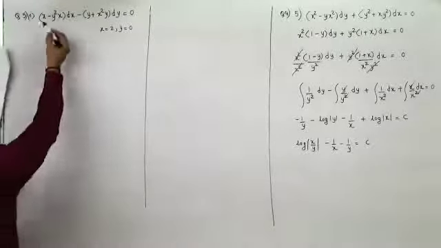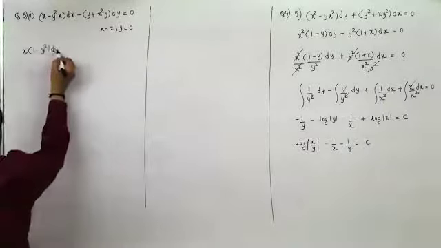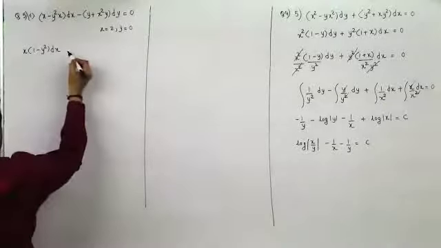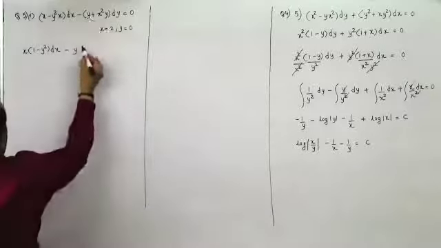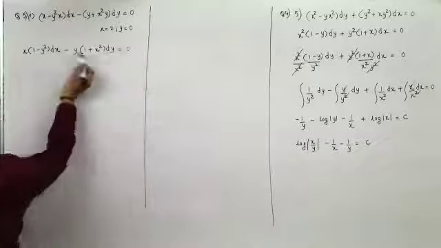Now, here, this would be x common, 1 minus y square. The moment I see that I can take x common, I know that I can take 1 minus y square to the right. Similarly, I can take y here, 1 plus x square dy. That means I can separate the two terms.